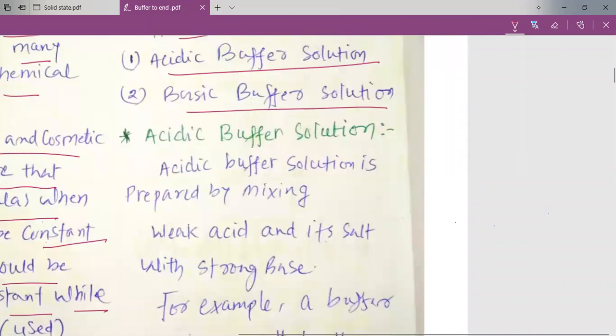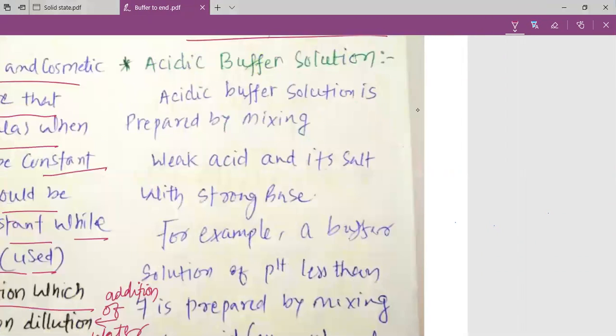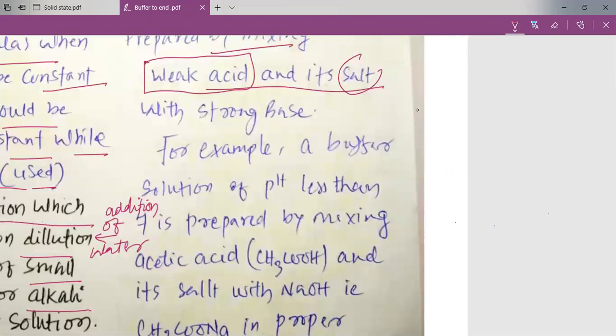My dear students, let us understand the acidic buffer solution first. An acidic buffer solution is prepared by mixing a weak acid and its salt with a strong base. Please remember that when we take acid or base, we will take it weak. And when we take the salt, we will take the salt of the same acid when it reacts with the strong base. So we will take the salt from the species which we are using for preparing the buffer.